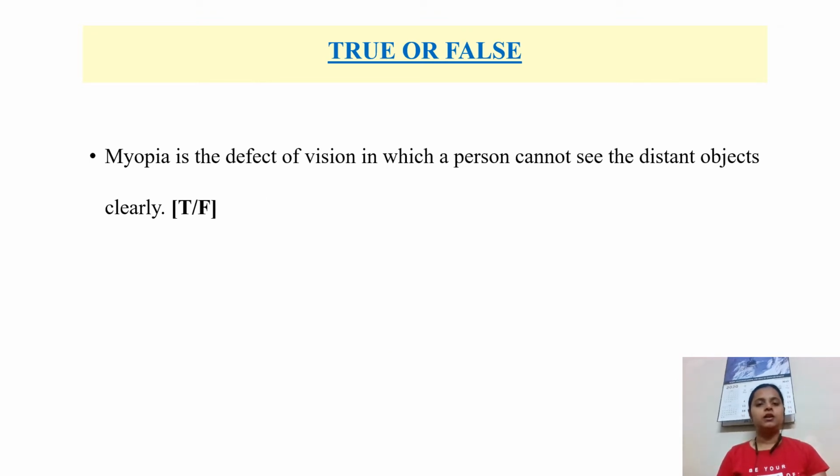Here I have another question for you and it is of true false type. The question is, myopia is the defect of vision in which a person cannot see the distant objects clearly. Is it true or false? Write down your answer in the chat box. So yes, it's true. Very good. So now let's move.